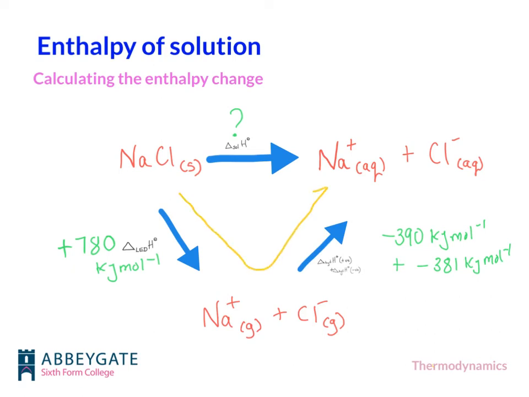And it would then make sense, using Hess's law, that if we can't take the direct route, we can take the indirect route. What we're going to have to do is add up, because we're going in the same direction of both arrows, all of the numbers. So our 780, take away the 390, take away the 381, and it adds up to plus 9 kilojoules per mole. So we can see that the enthalpy of solution for sodium chloride is a positive value, which means it's endothermic.